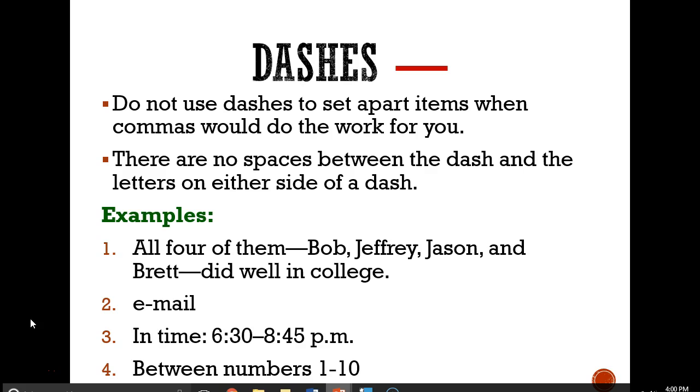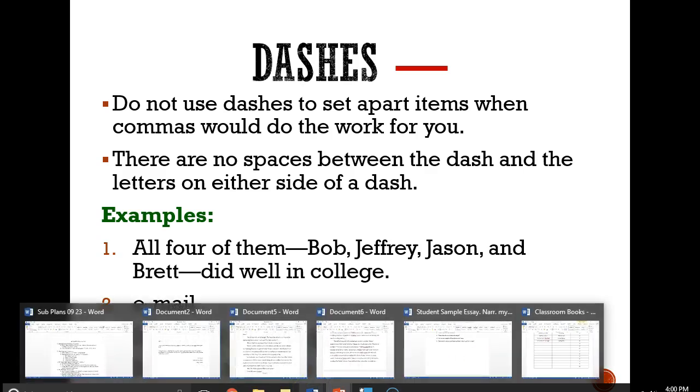Because in example 1 there are 4 names being listed, it would be confusing for your reader to read it as "all 4 of them, Bob, Jeffrey, Jason, and Brett did well in college." You would use the dashes to separate those items in that series from the rest of the sentence. The word email receives a dash. You also use dashes when indicating time. If a meeting is going on from 6:30 to 8:45, you would use a dash right in the middle. And if you're saying that something is happening between a certain range of numbers, you would also use dashes there.